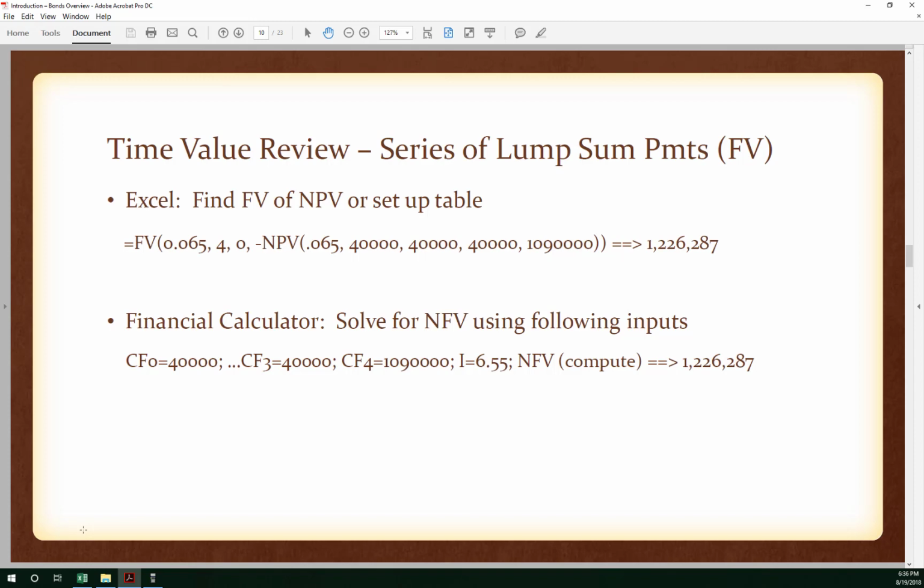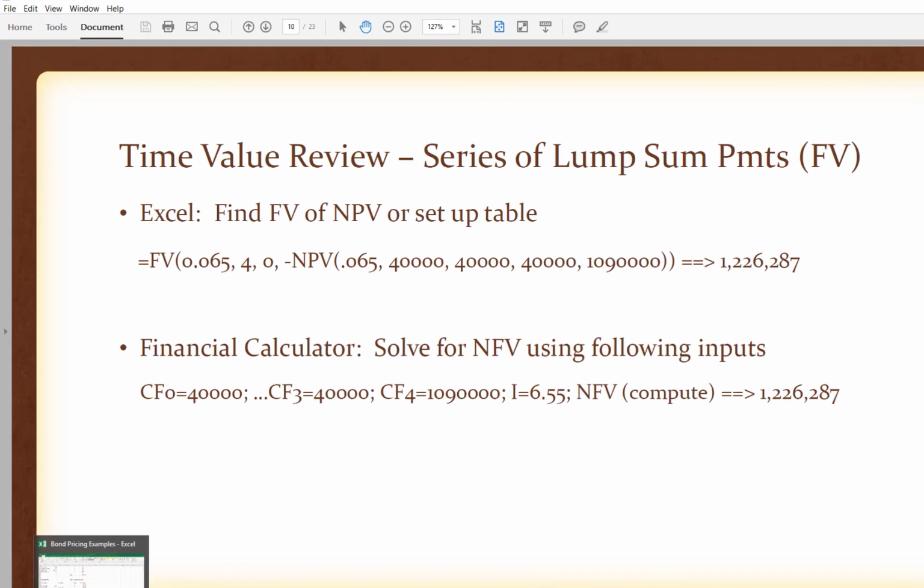Alternatively, in a financial calculator, especially with a TI BA2+, there is a function on that thing called the net future value. And so we can stick in the inputs and then compute the net future value and get the answer really easily. So let's take a look at each of these in turn. So let's go to Excel and take a look at the calculation.